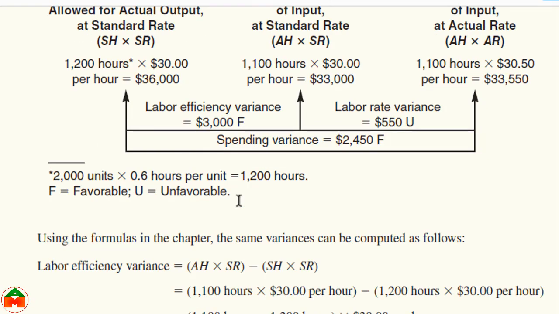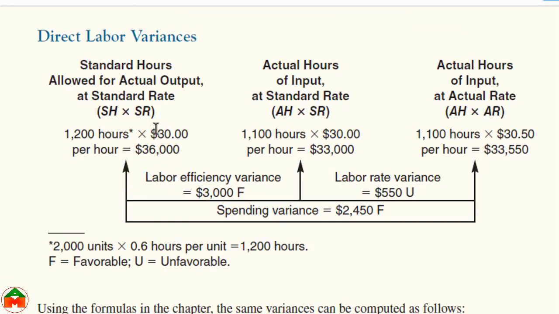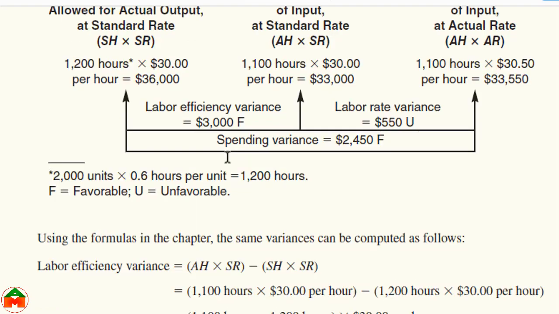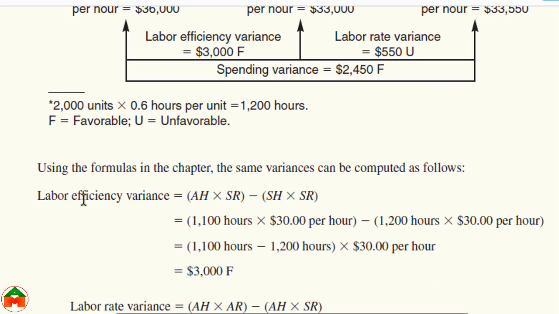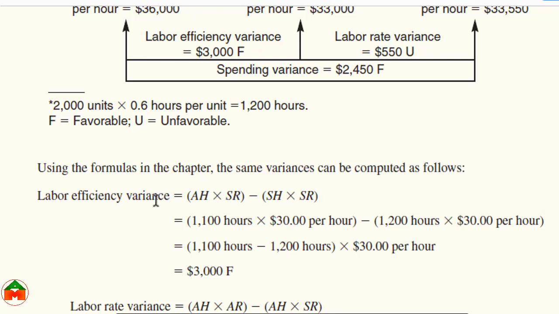Here we can see the labor variances: standard hour, standard rate, actual hour, standard rate. We compared and found the labor efficiency variance of 3000. We can do it by applying a simple formula. Here we can see labor efficiency variance: actual hour, standard rate, minus standard hour, standard rate. So you can also solve this problem by this equation method.